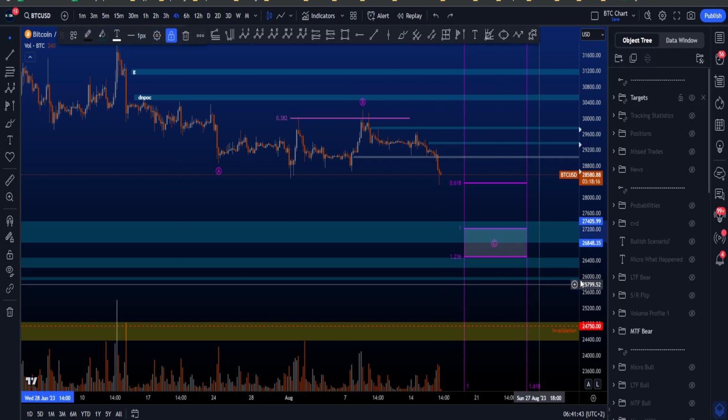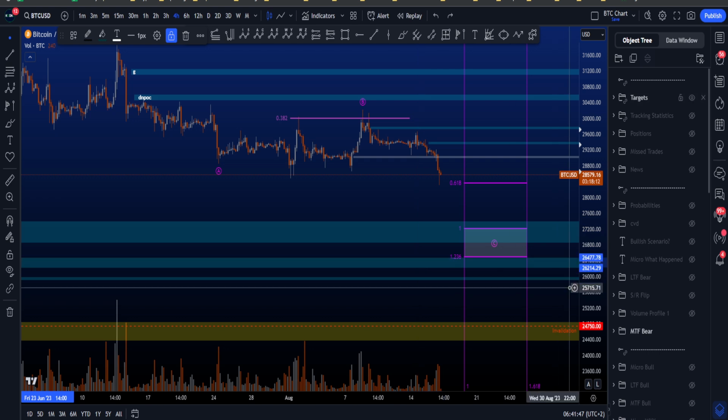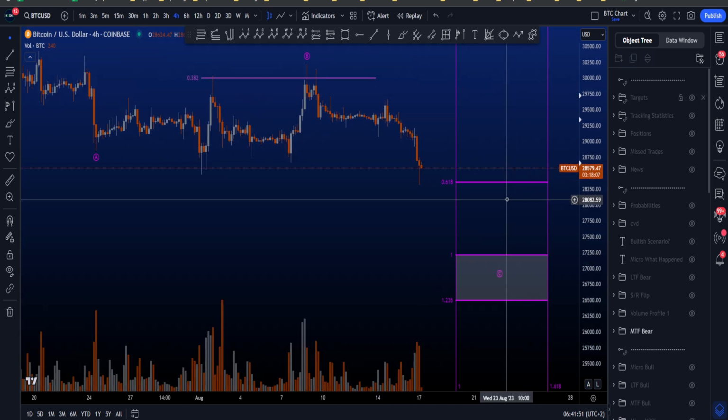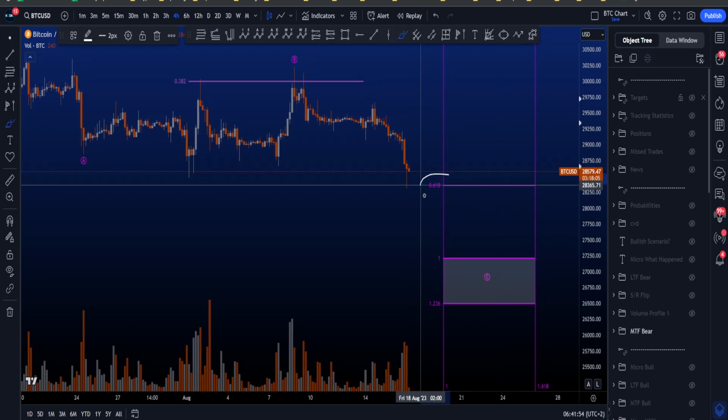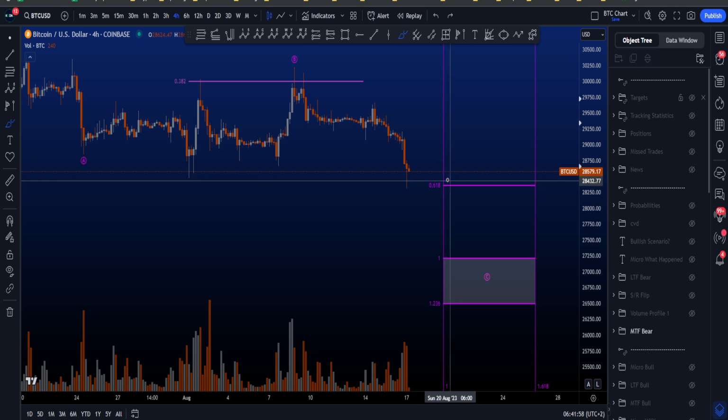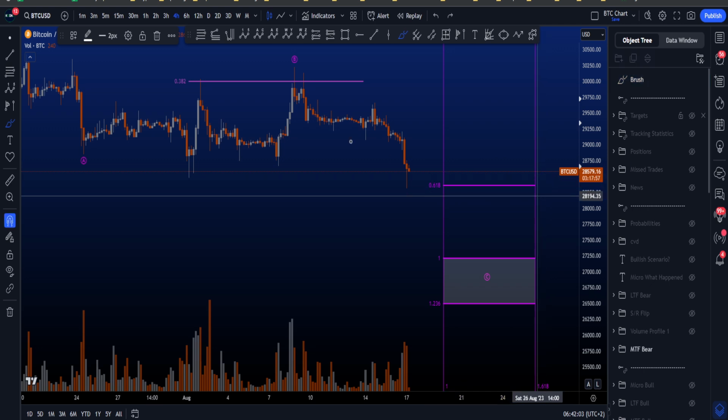The bigger box sitting between 26.8k and 27.4k, and the smaller box between 26.2k and 26.5k. Now at the moment, price is finding support on the 0.618. This is a rare target for a wave C. It usually does give a little bit of a reaction, as you can see, but it is a rare target nonetheless and not a common target.